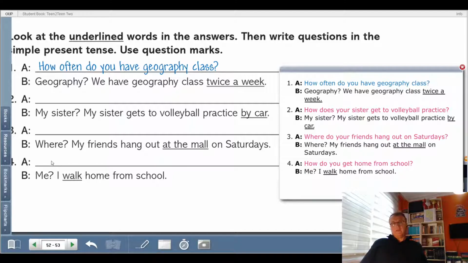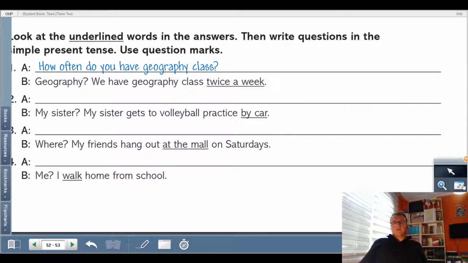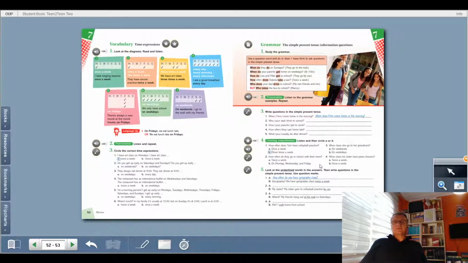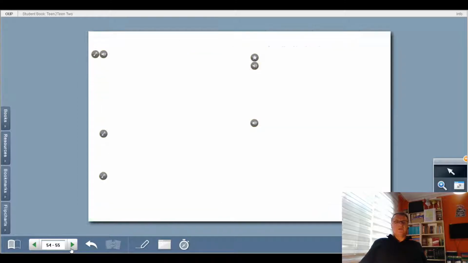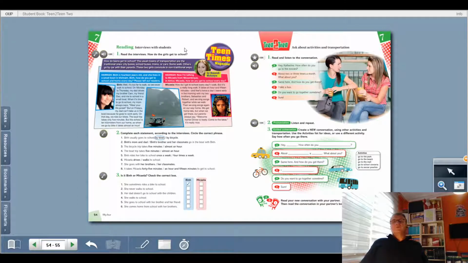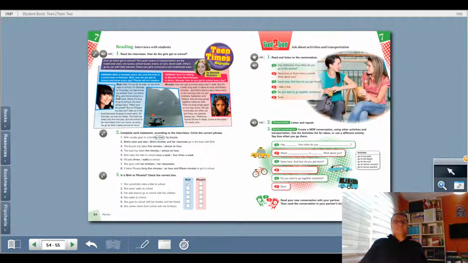We ask the place. 4, I walk home from school. How do you get home from school? How means how, by car or walking. I walk home from school. Okay, we see it here. Now let's turn over the page. So there is reading.